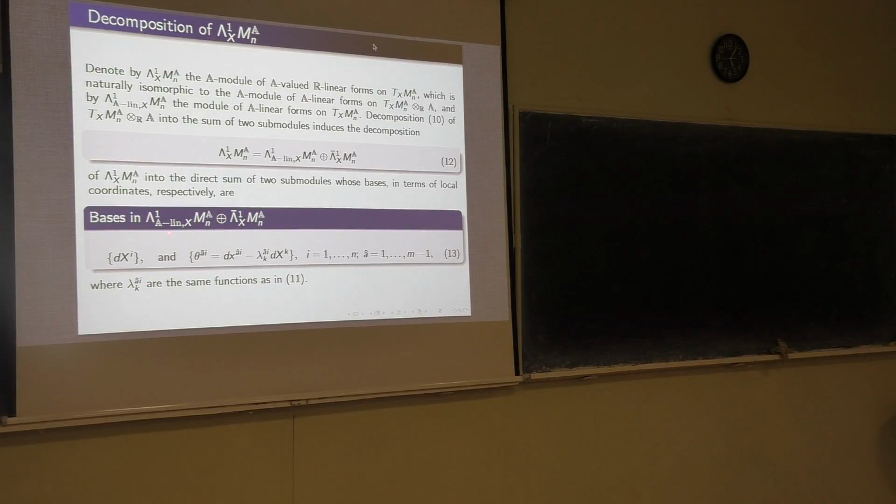So dx is the basis of lambda 1 linear forms, and theta is the basis that corresponds to our normalization.